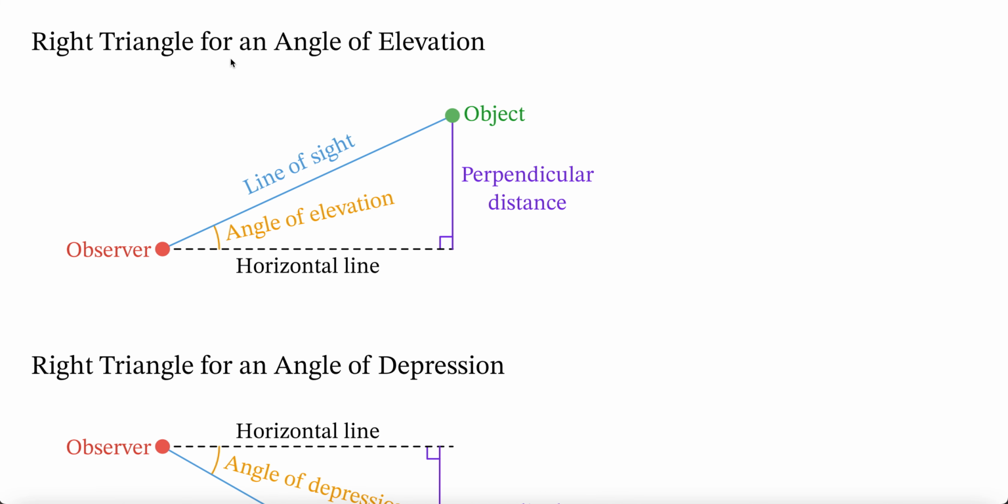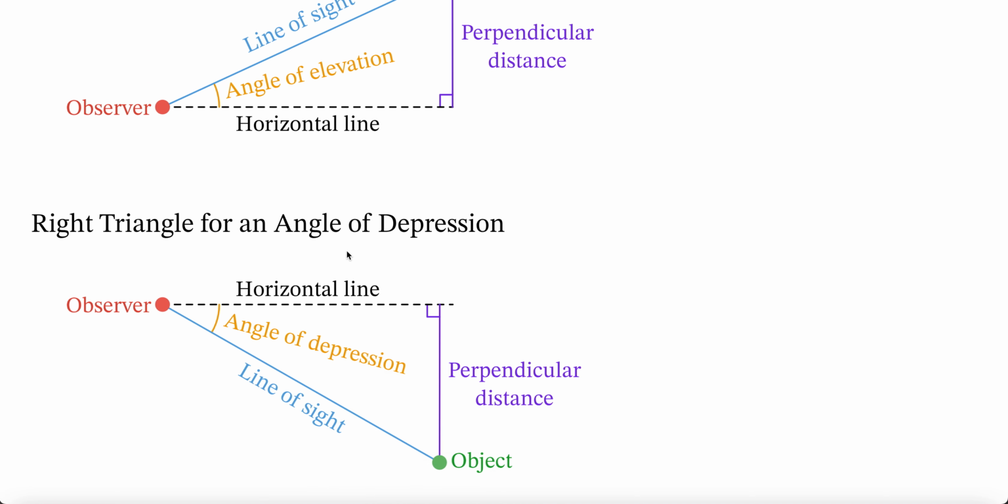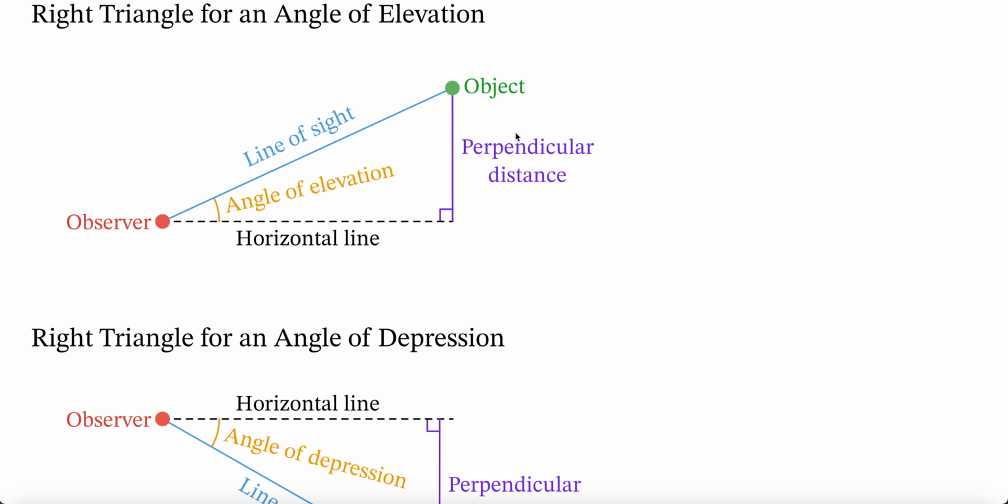Right angle for an angle of elevation. There is the right angle, perpendicular distance, object, horizontal line. Right angle for an angle of depression: horizontal line, perpendicular distance, line of sight, object. Now, as I said, in terrestrial terms, they will use a perpendicular distance.